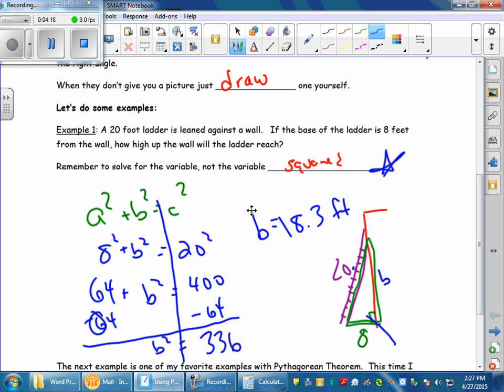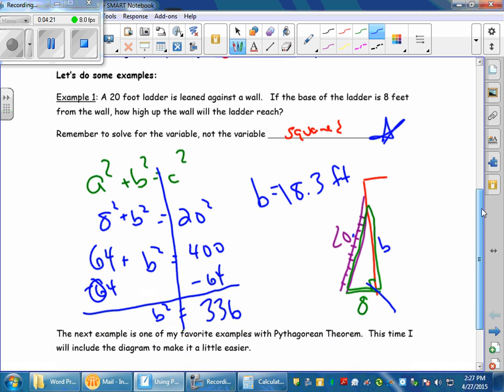All right? That's it. So it's really nothing new. It's everything that we've been doing, but we just had to draw our own picture.